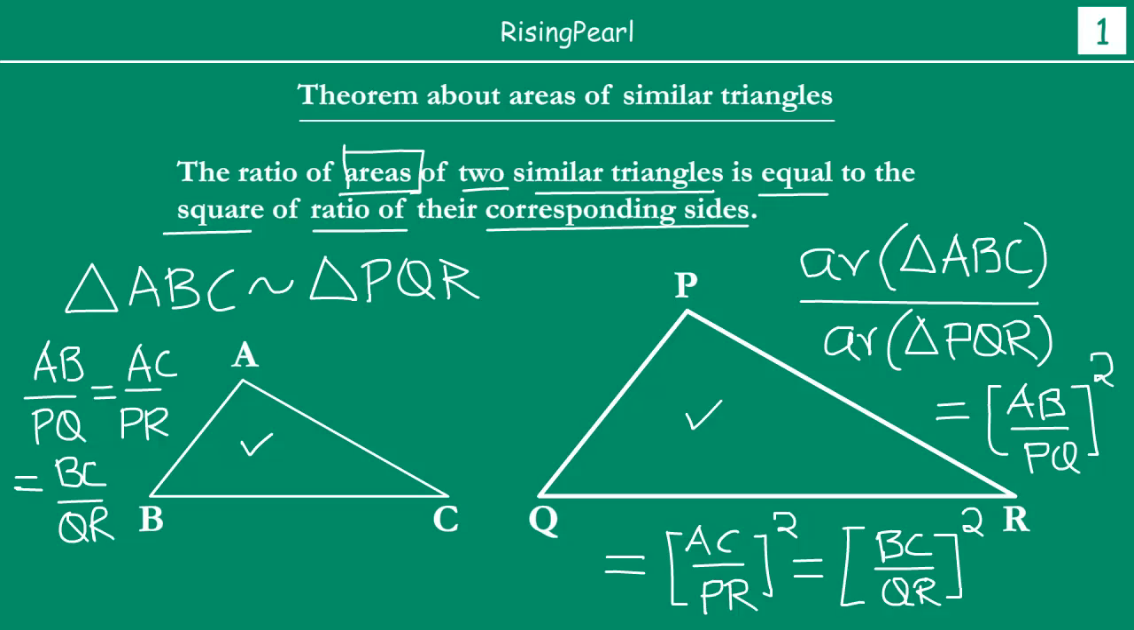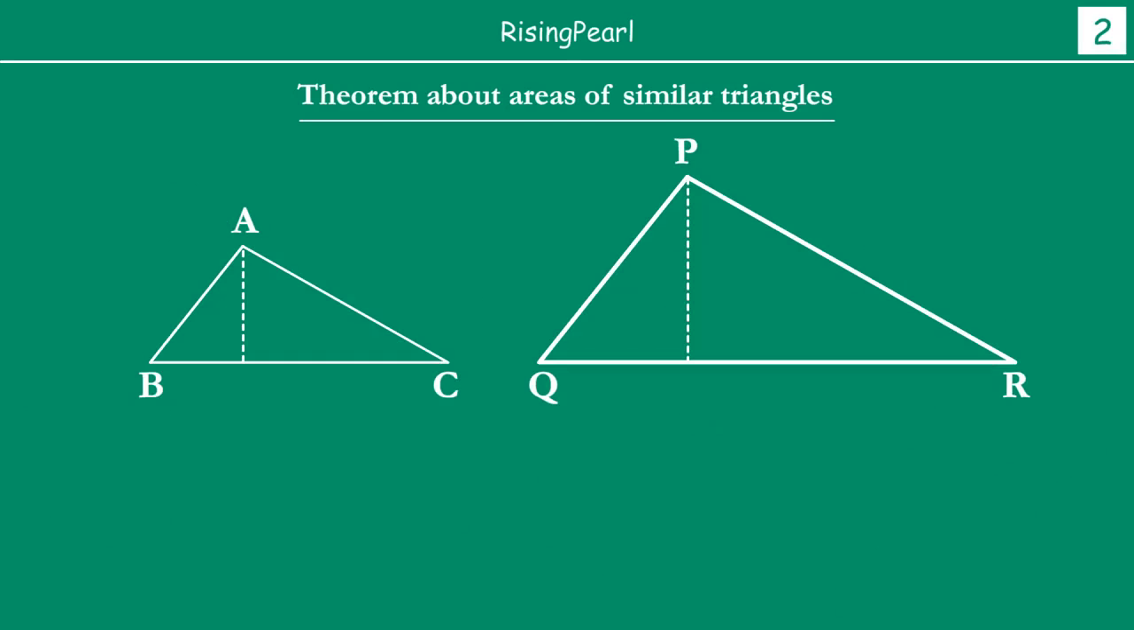Now that we understand the theorem, let's look at how we can prove it. We start with triangle ABC similar to triangle PQR. From point A we drop a perpendicular on side BC. Let's say it intersects here at X. Similarly, from point P we drop a perpendicular on QR, intersecting QR at Y. Now friends, we know that the area of a triangle is equal to half times base times height.